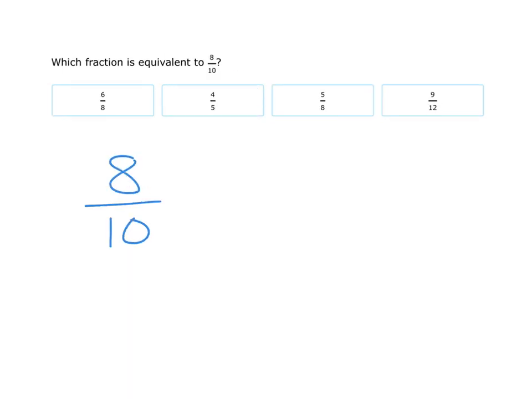Which fraction is equivalent to 8 tenths? Well, just as I mentioned, I can times the numerator and the denominator by 2. That means I'm doubling the amount of pieces. That would produce 16 twentieths. But as you can see in my choices, 16 twentieths is not an option. So what else can I do?